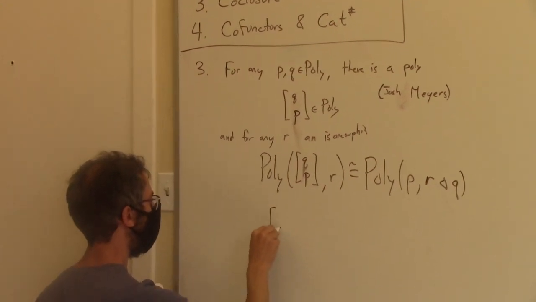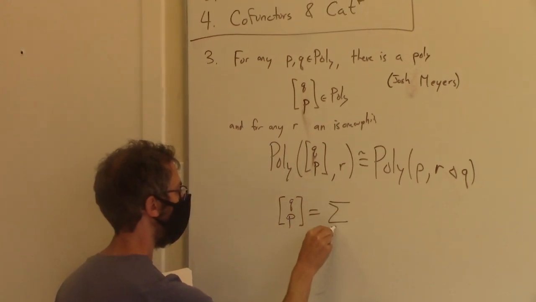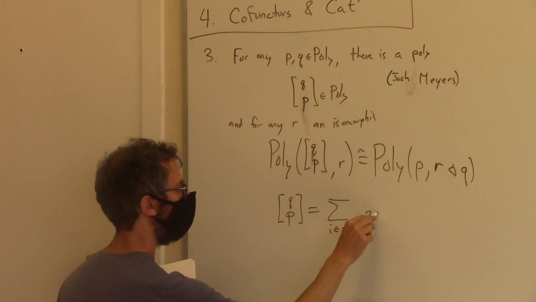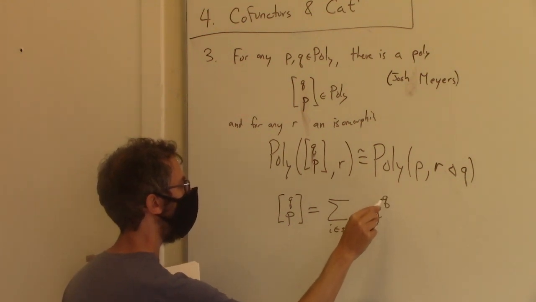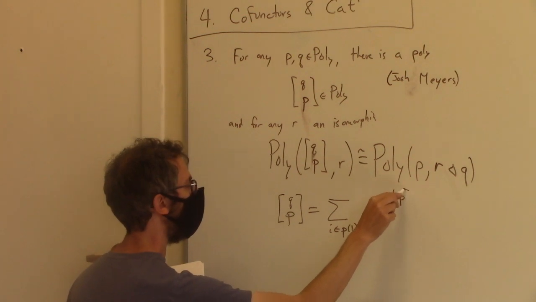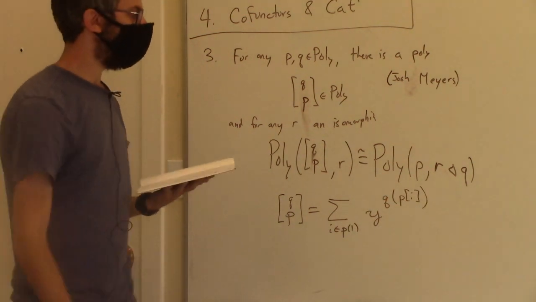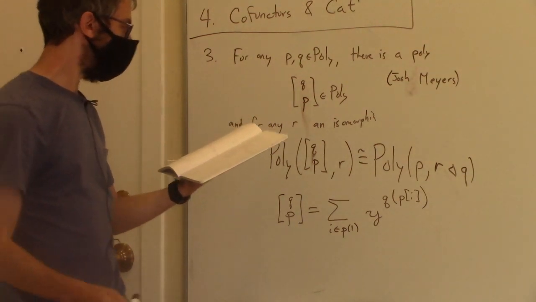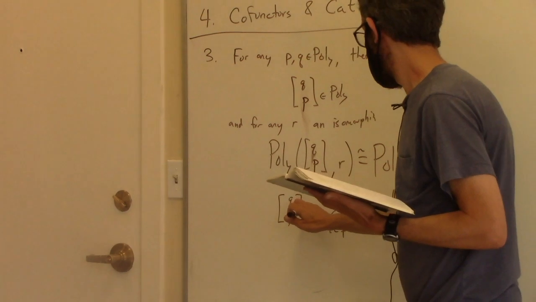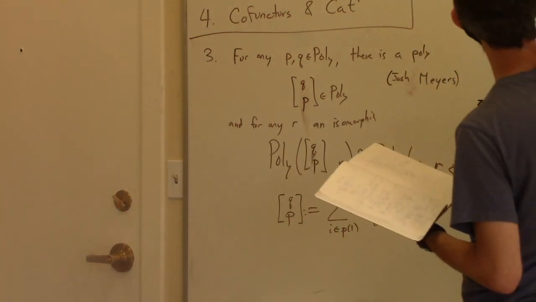What's its formula? PQ is the sum over the positions in P, has the exact same positions as P, but the morphisms are Q as a polynomial applied to P of I. And so that's the formula. I'm not going to prove that this is true, but I just want to tell you some examples. So, examples.